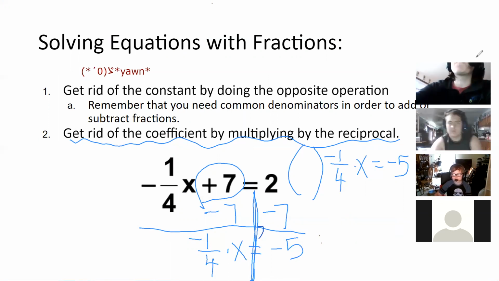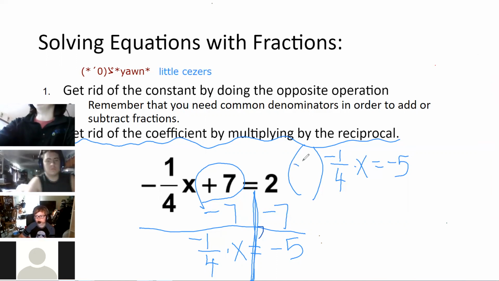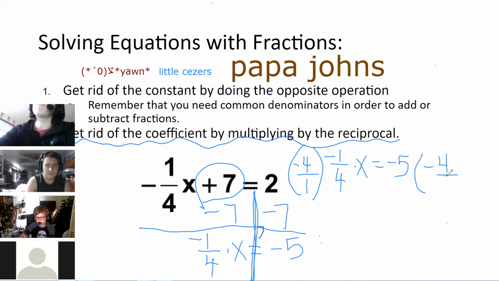What do I get if I flip -1/4? You gotta flip it. What's negative 1/4 flipped? 4/1, yeah. And I would still leave it as a negative. So we don't want the opposite reciprocal. We just want the reciprocal. So we would leave it as negative 4/1. And then we multiply straight across. That's where you get x is equal to 20.